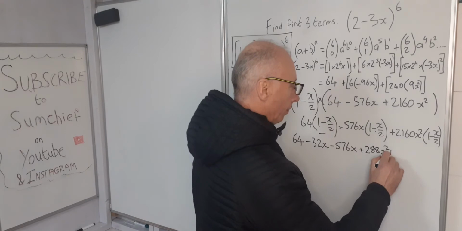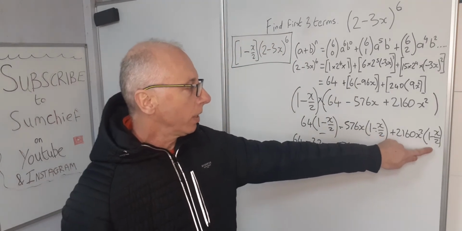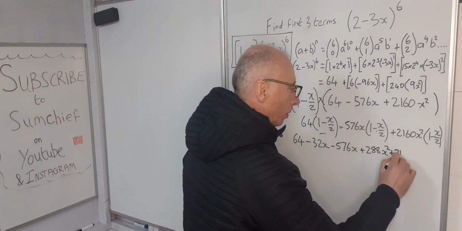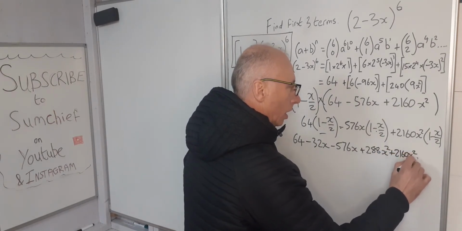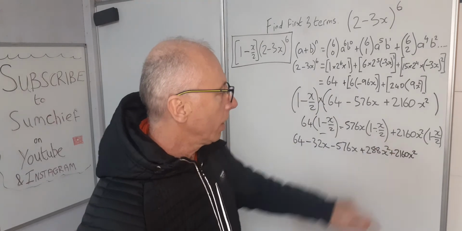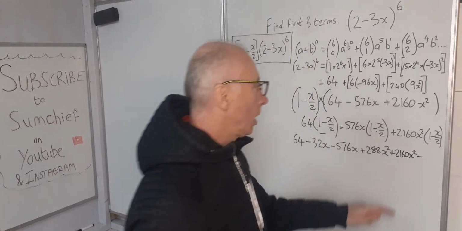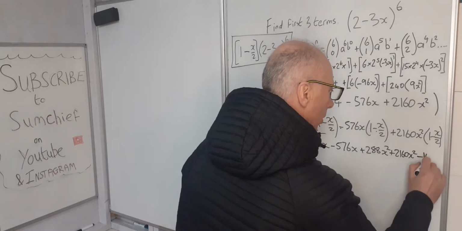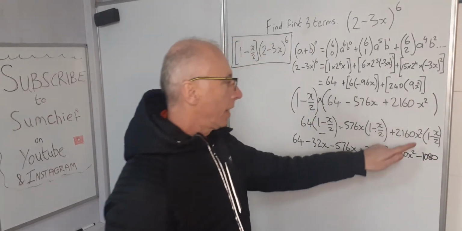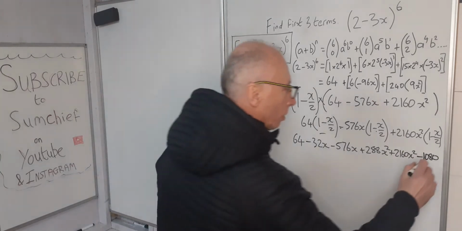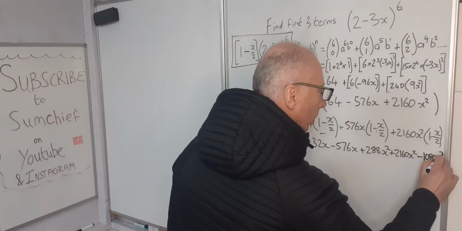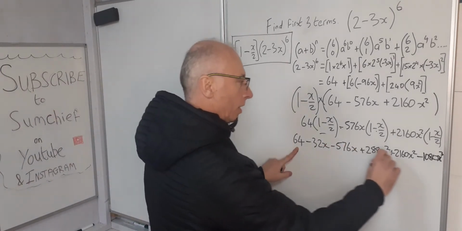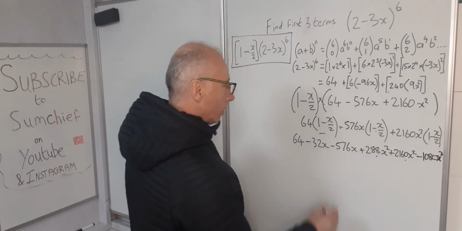Next one, 2160x squared times these two. So 2160x squared times 1, that's pretty straightforward. And then plus and a minus, so it's going to be a minus. 2160 divided by 2 is 1080. And then x squared times x, x cubed. Just fitted that in.